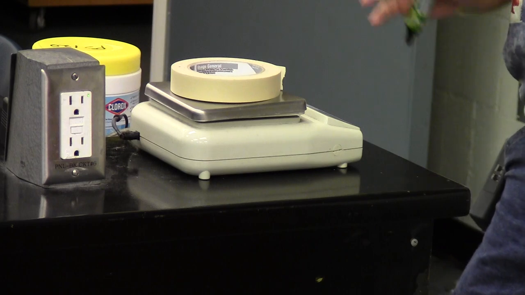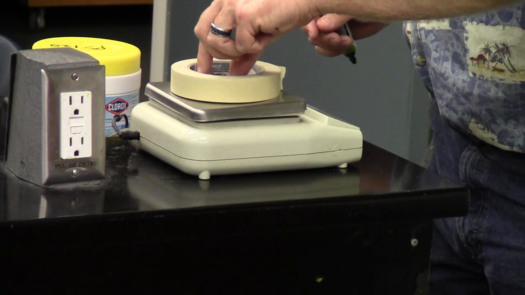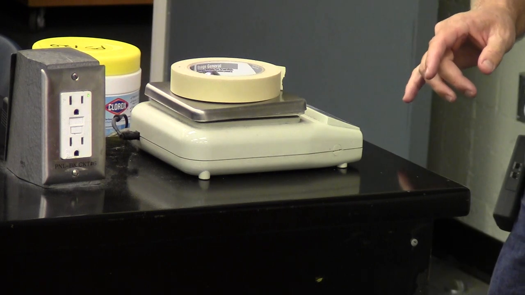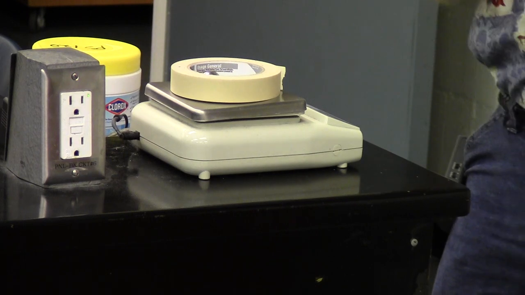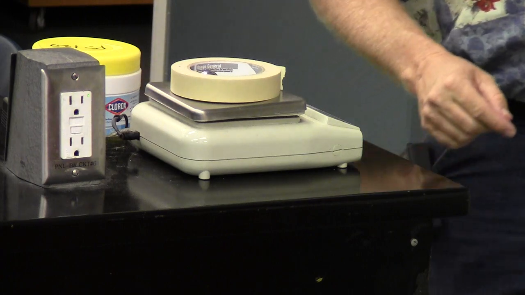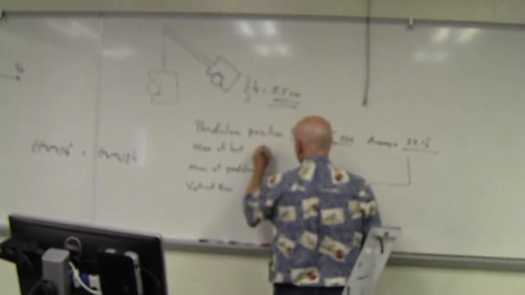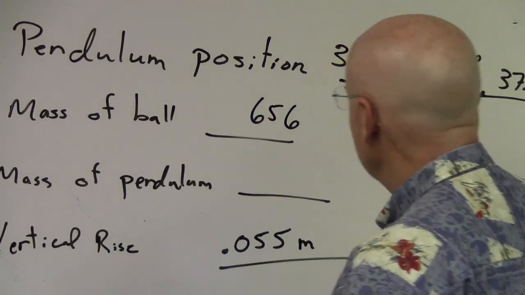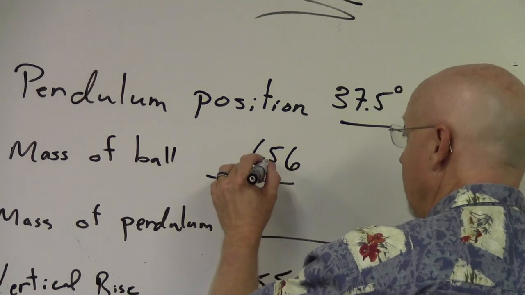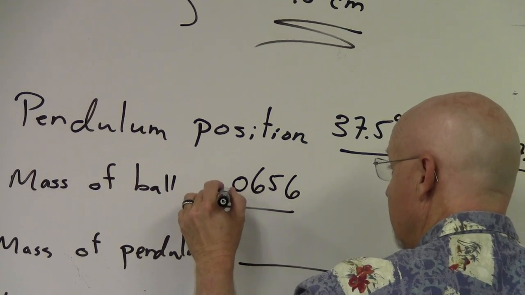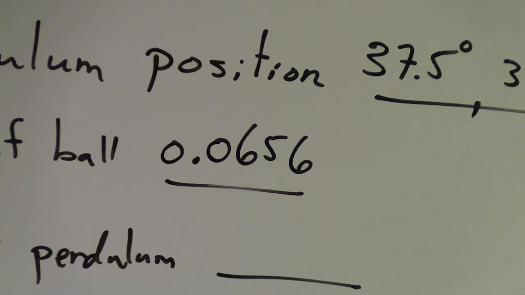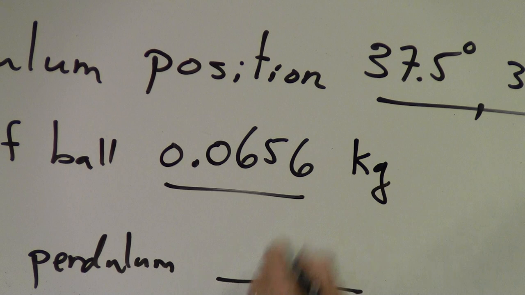All right. So I'm reading zero. If I put the cannonball in there and let it settle down, it looks like it's saying 65.6 grams. All right. So I will first write down 65.6. But that's grams, so let me move the decimal place three. And so that is the mass of the ball in kilograms.